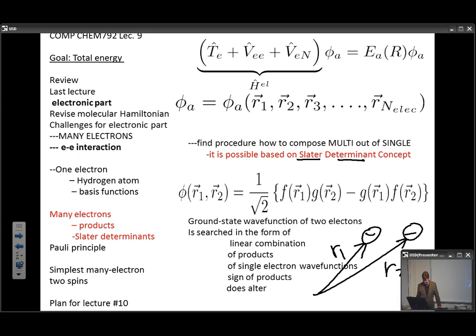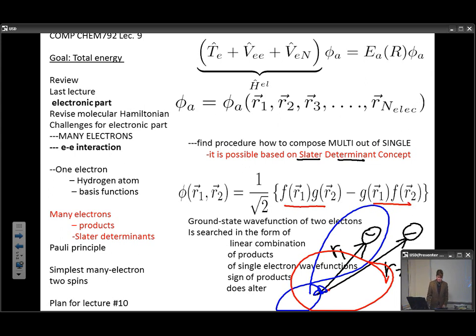And electron 1 takes, I don't know, some one function, and electron 2 maybe is taking a different function. And we want to make a composition of two electrons in two different states. So the rule is that one needs to build such a combination of products that will change the sign if the order of electrons is swapped. And we are going to prove it in the next lecture. Now it is just a rule.